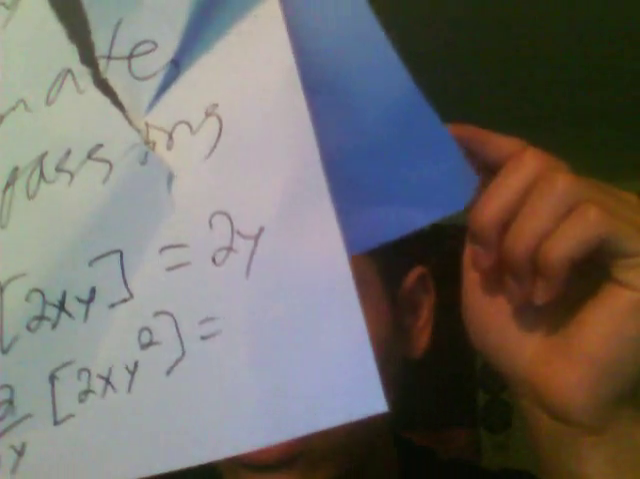So, like that. Now let's do the partial with respect to y of 2x y squared. Now we're taking the partial with respect to y. So that means we treat x as a constant. So what would that be? If you said 4xy, you're right. So that's 4xy.